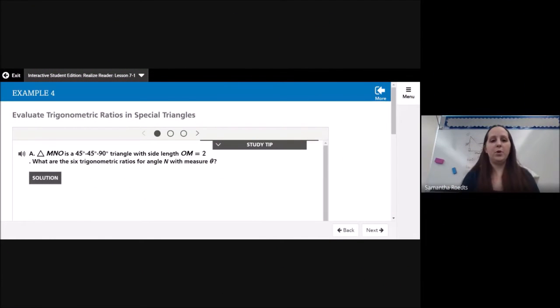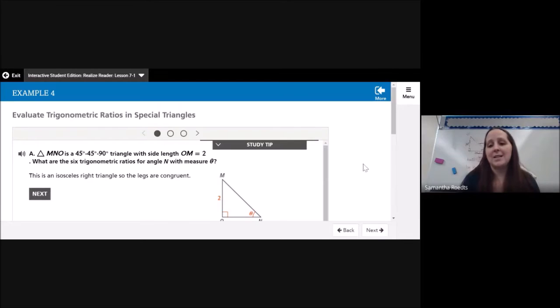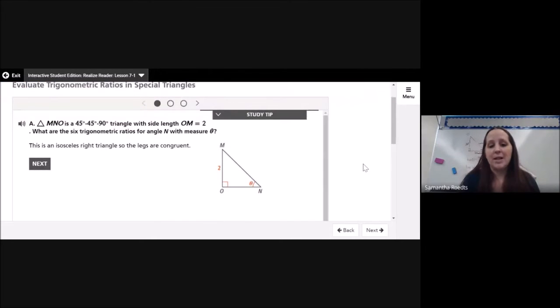All right, example 4, evaluate trigonometric ratios in special triangles. So triangle MNO is a 45, 45, 90 triangle with side lengths OM equals 2. What are the 6 trigonometric ratios for angle N with the measure theta? Okay, so this is an isosceles right triangle, so the legs are congruent.